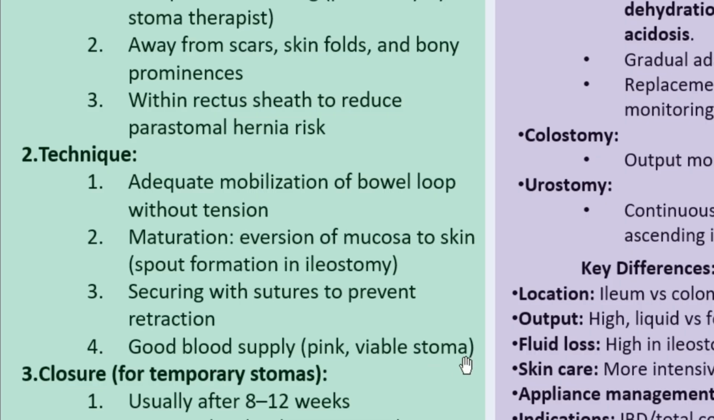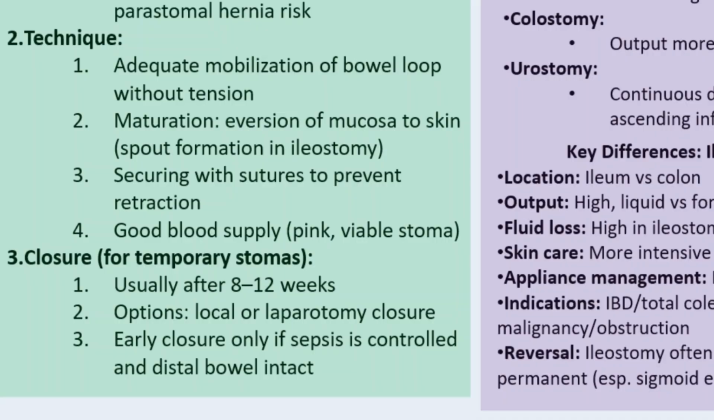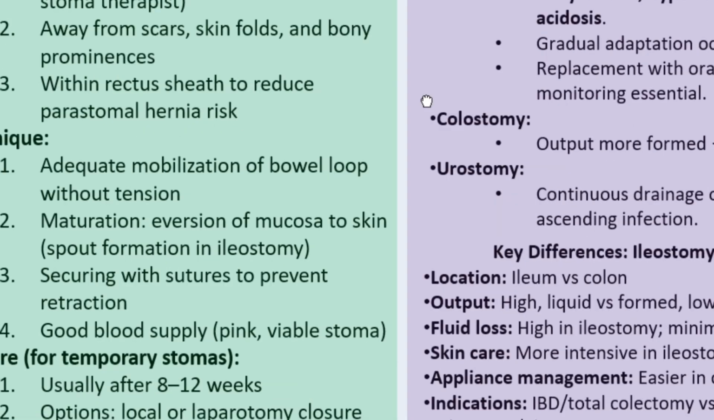Then for the closure, if it is a temporary stoma, it's going to occur after about 8 to 12 weeks, and we can do it locally where we anastomose that part, or we repair that part that we extruded, and then drop it back in, and we make sure that we close these layers very tightly to avoid herniation.